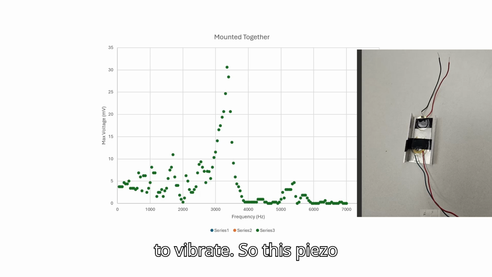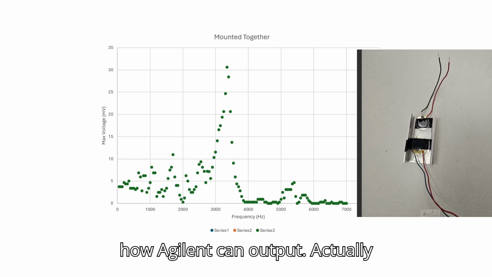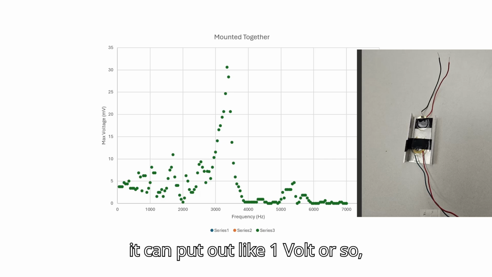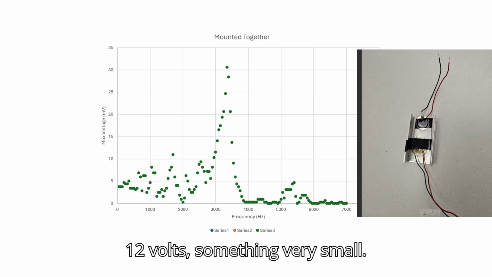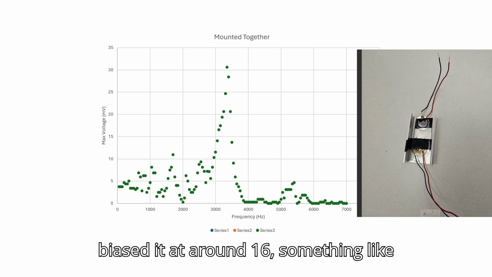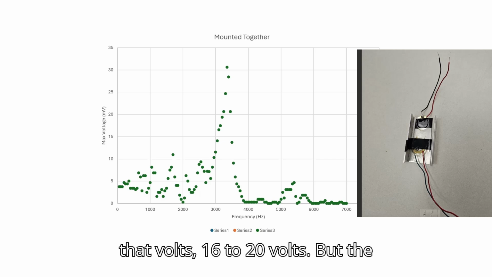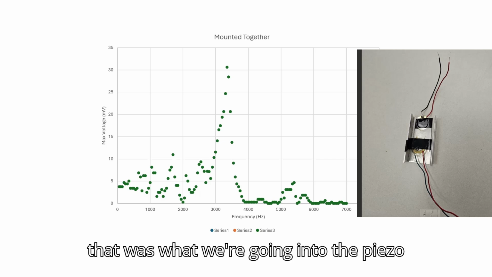This piezo didn't work at the small voltages that Agilent can output. Agilent can put out like 1 volt or so, 1-2 volts, something very small. So we used an op amp and biased it at around 16 to 20 volts. The output voltage was around 12 to 13. So that was what was going into the piezo.